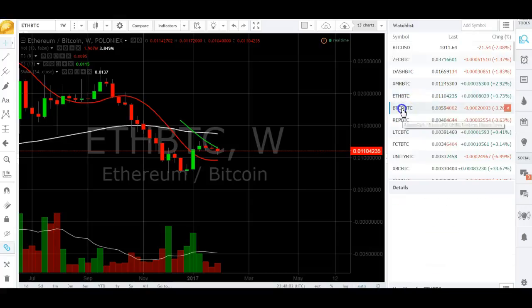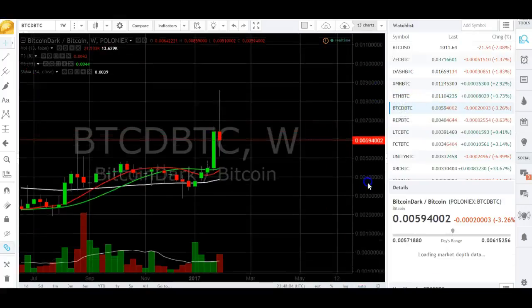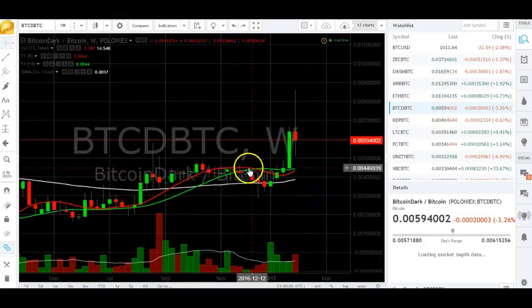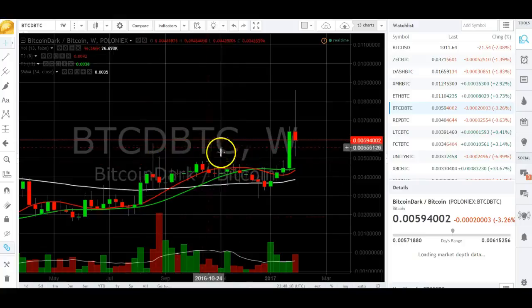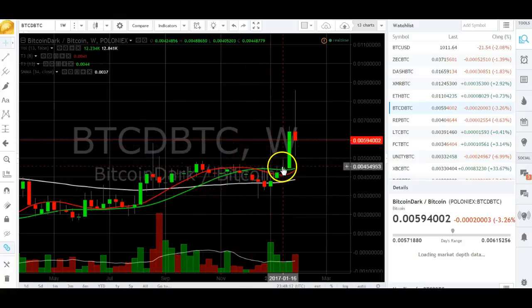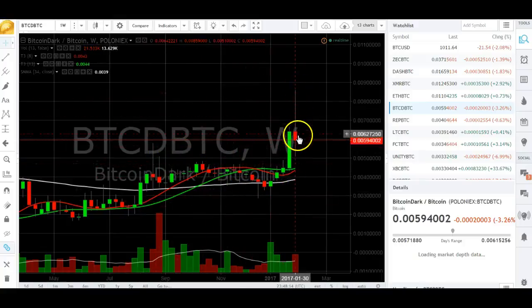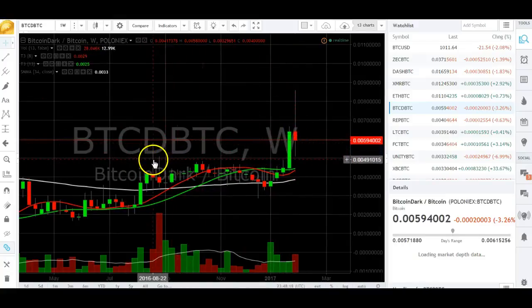Looks like Bitcoin Dark. Looks like a weekly chart broke out. Previous high breaks, flat top. Right over the 34, came back into support. And then we had a previous high break, bam. Now it's coming back into support again. Hopefully previous highs will hold it up.